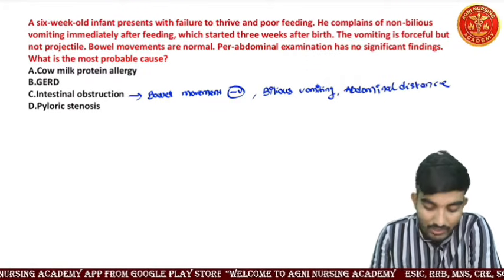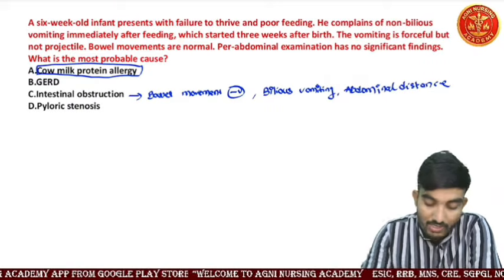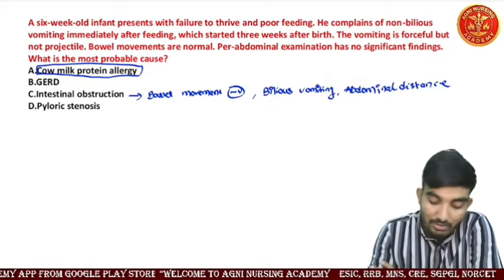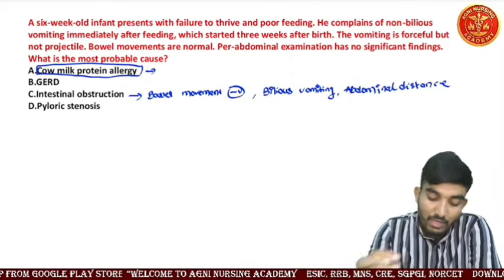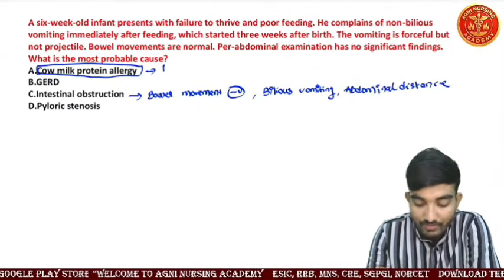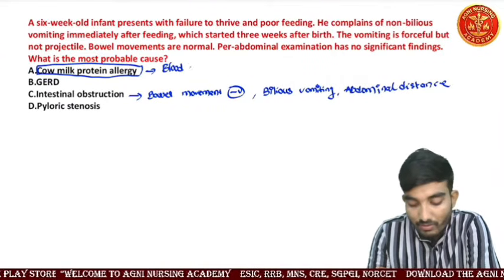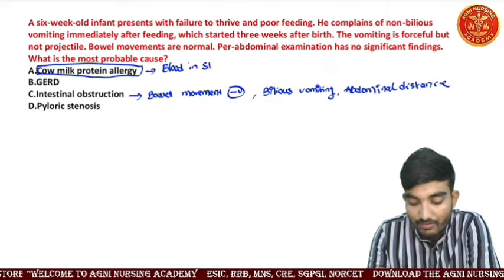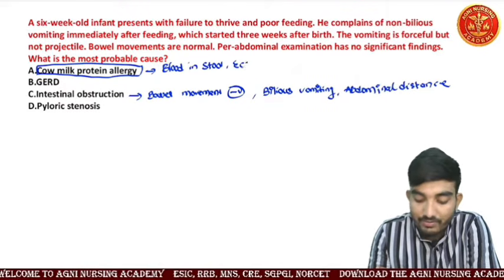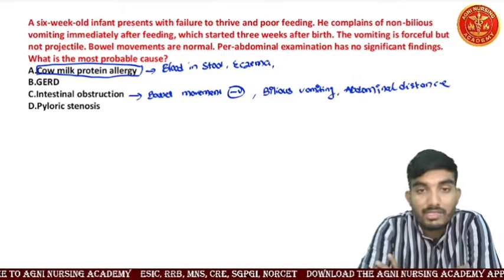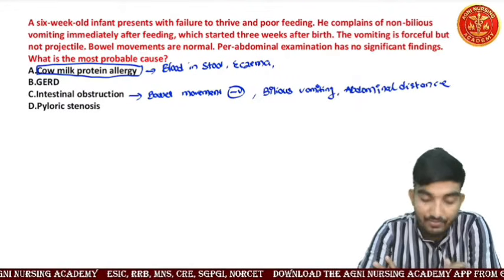In case of cow milk allergy, it occurs with some possible evidences. If cow milk allergy is present, it occurs with blood in stool and eczema. In the question, nothing is mentioned about blood in stool and eczema.